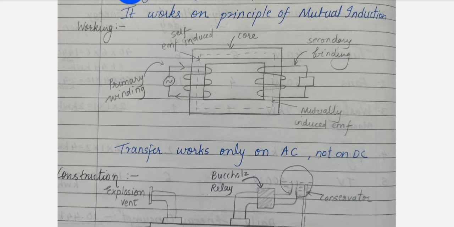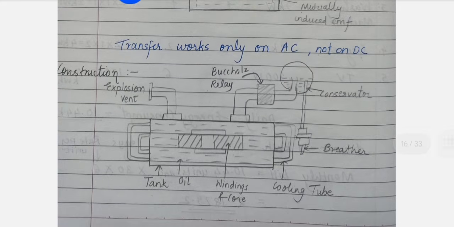Here is the diagram for the transformer, in which you have to show the core and the self-induced EMF. We have learned this diagram in 12th standard, right? You have to show the primary winding, secondary winding, and then the mutually induced EMF. The diagram is simple, you can draw this. Also remember that the transformer works only on AC, not on DC.